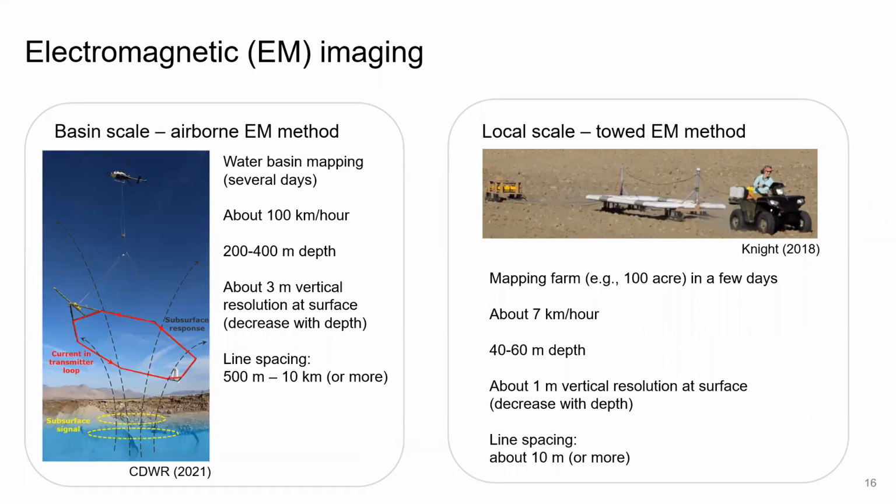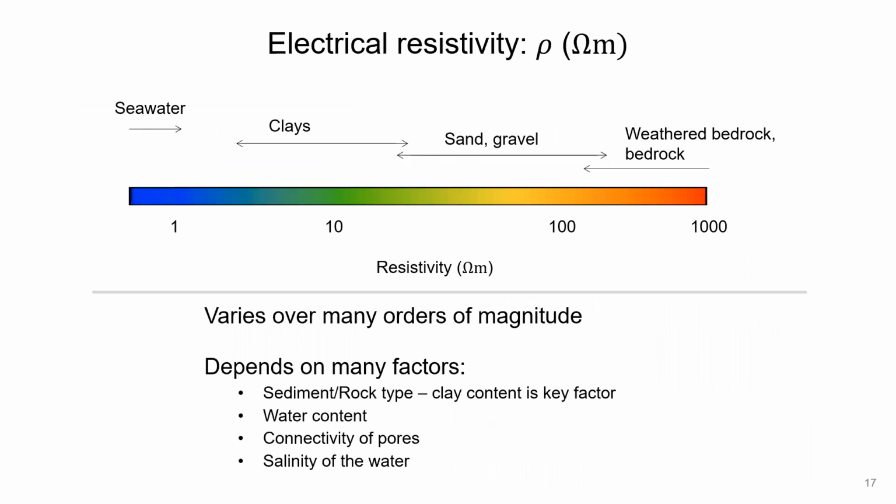Okay, so those are the two methodologies that we're going to use, and that's what we call electromagnetic or EM imaging. Both methods see the electrical resistivity. What we hope to see is the hydrogeology, but again, what the sensor sees is the physical properties. That's important to understand, because the target value is hydrogeology, but what we see is electrical resistivity.